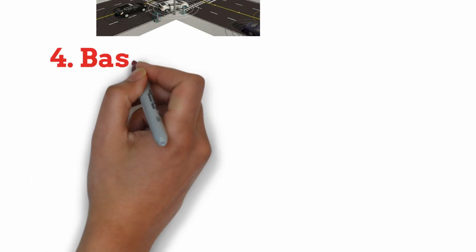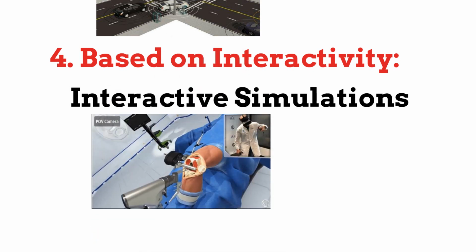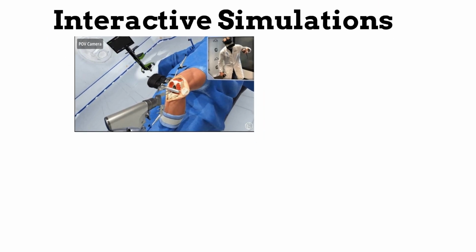Number 4, based on interactivity. Interactive simulations. These simulations allow users to actively participate and control the simulation's parameters. These are often used for training and learning purposes. For example, virtual reality simulations for surgical training that allow trainees to perform procedures in a controlled environment.